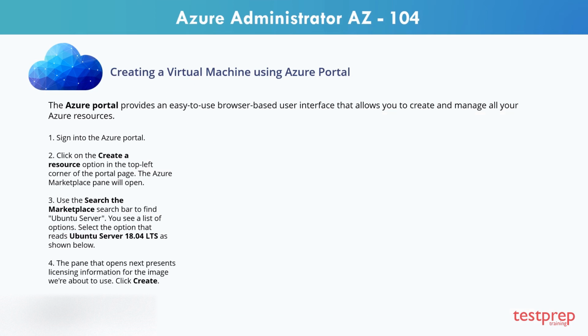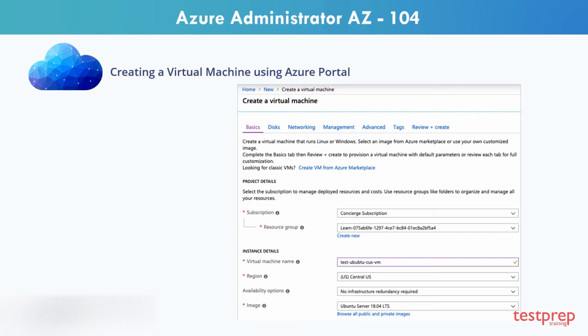4. The pane that opens next presents licensing information for the image we're about to use. Click Create. Now we need to configure the basic parameters of our Ubuntu virtual machine. If some of the options at this point are unfamiliar to you, that's okay. You'll learn all of these options in the complete AZ-104 course. You're welcome to copy the values used here.